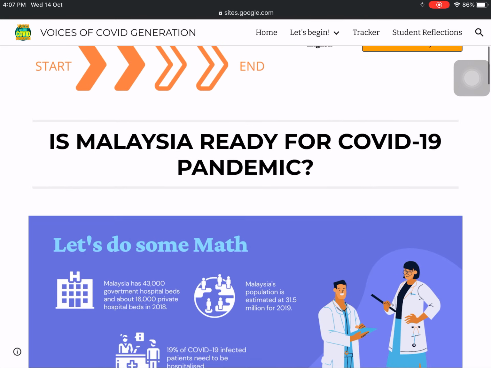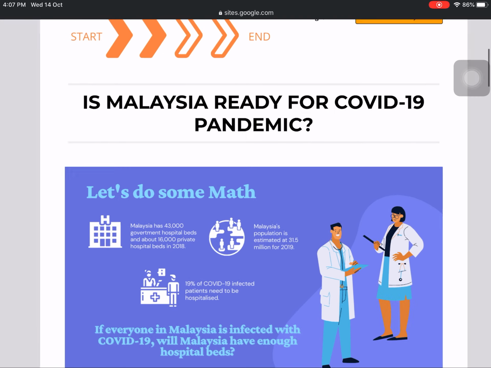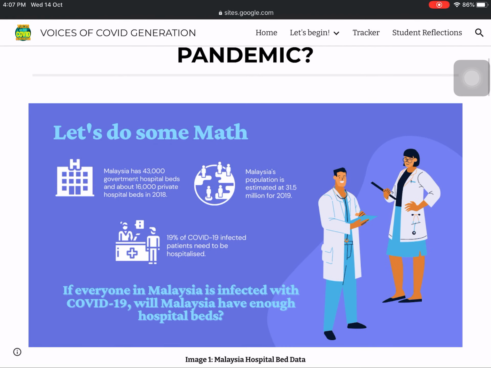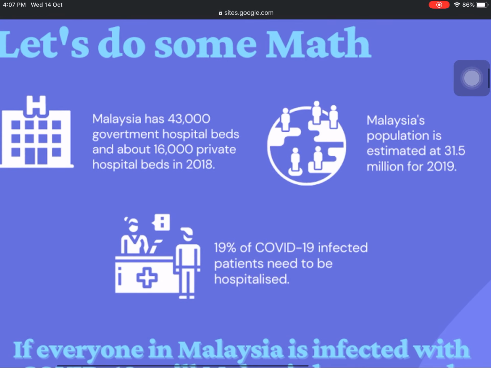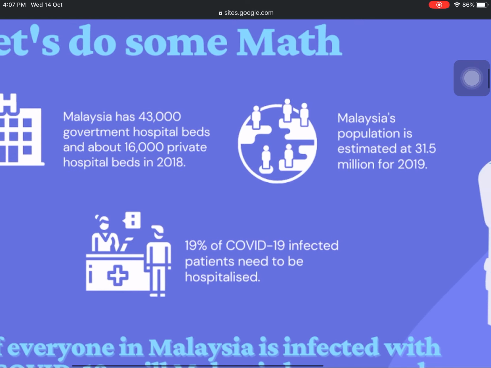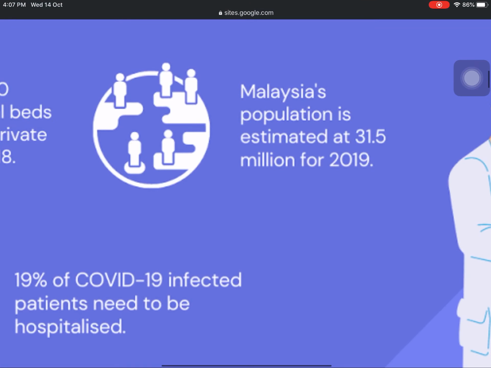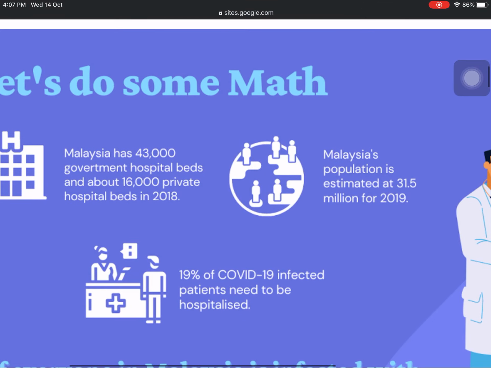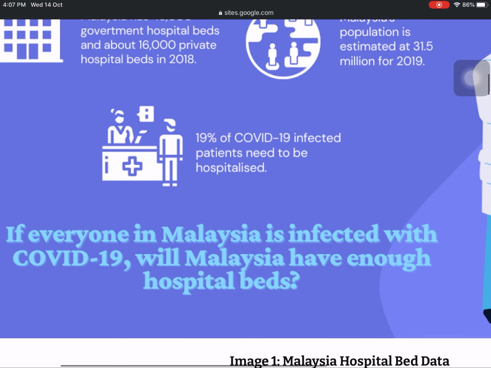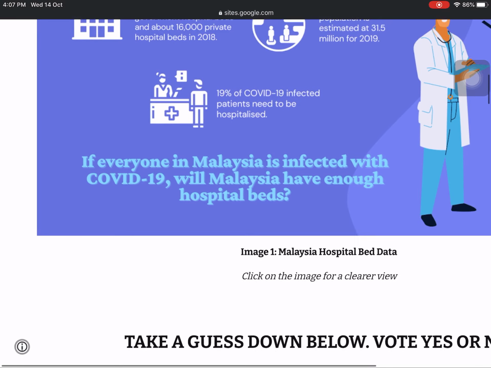Okay, so is Malaysia ready for the COVID-19 pandemic? We are already facing the pandemic, but are we actually ready? So look at the numbers here. We have how many hospital beds, how many private hospital beds, how many people do we have in Malaysia, which is about 31.5 million based on last year's data. Okay, 19% of COVID-19 patients need to be hospitalized.